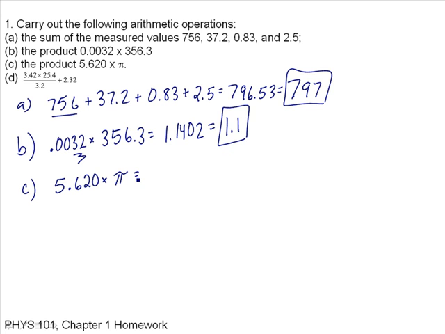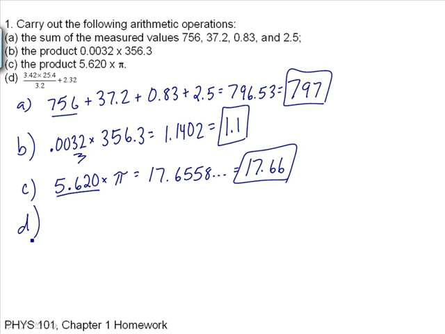Now if I put this into my calculator, I get 17.6558, and it goes on, maybe for infinity. And I keep the lowest number of sig figs, which is this. It only has 4, so the answer is 17.66.